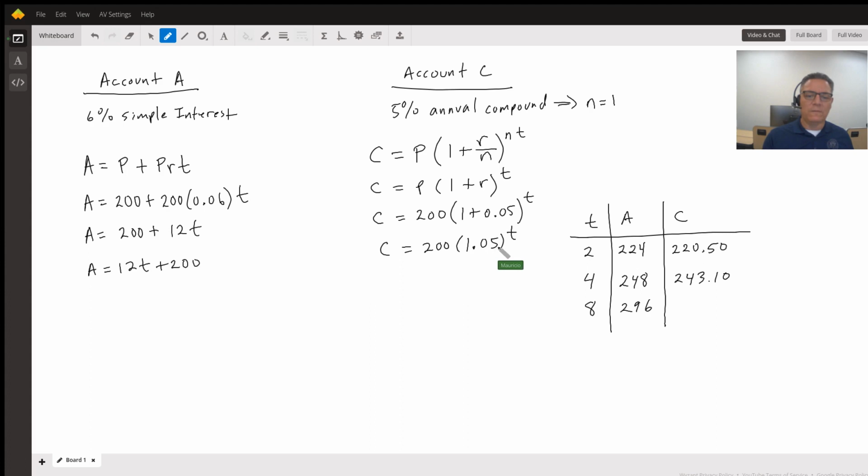And 1.05 raised to the eighth power times 200 gives us $295.49. So it looks like before 8 years or at 8 years and below, account A is the better option. But after 8 years, account C will be the better investment. Okay, so after 8 years, account C is a better investment.